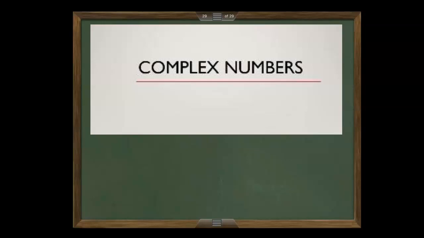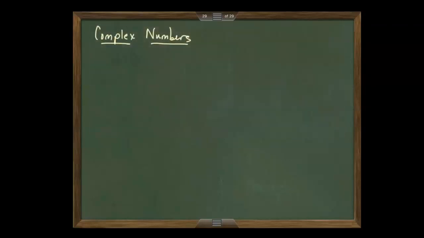Complex numbers. The imaginary unit i is defined to be the square root of -1, and the definition of the imaginary unit is very important because it really begins our conversation of complex numbers. So the imaginary unit i is defined to be the square root of -1. It follows that i squared then would be -1.